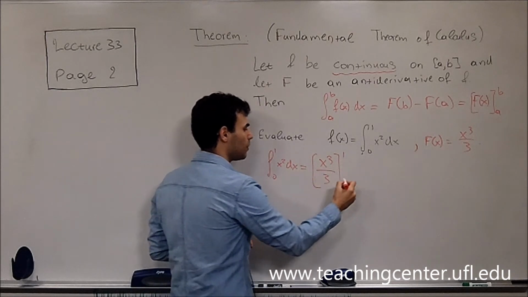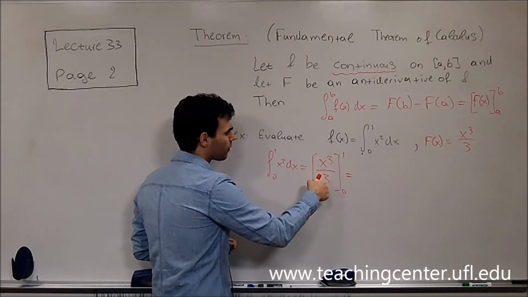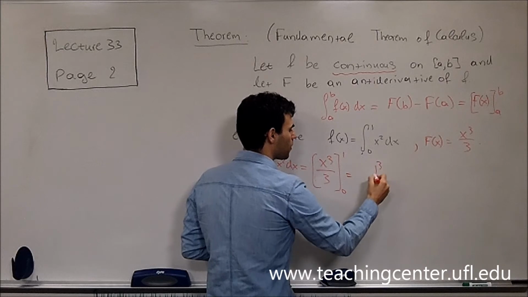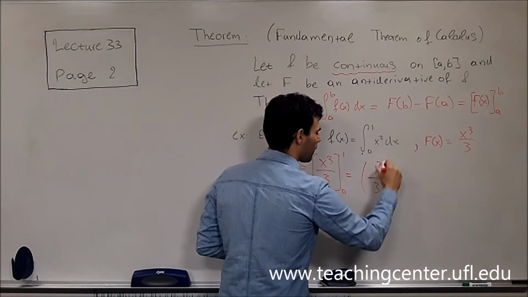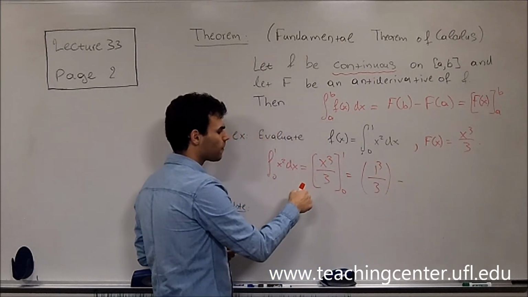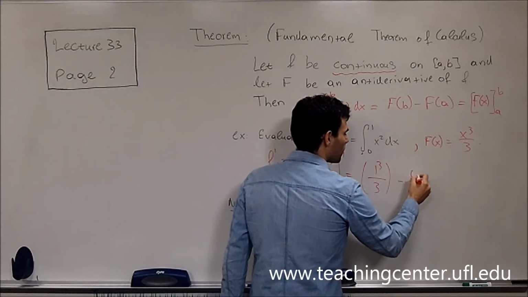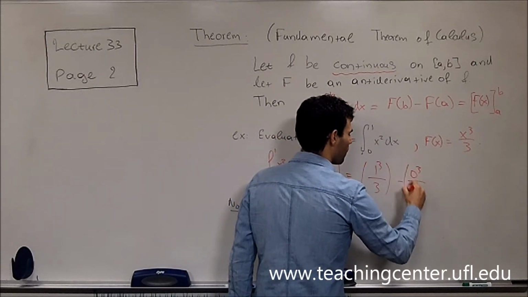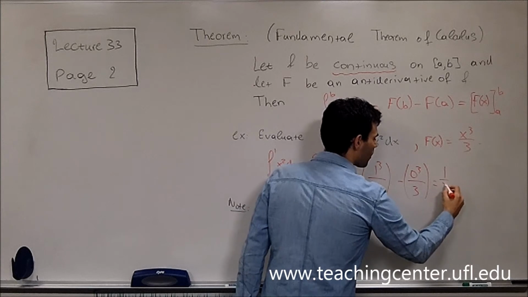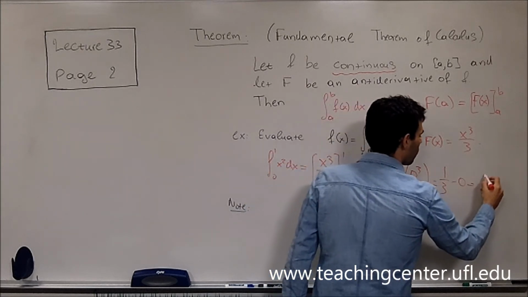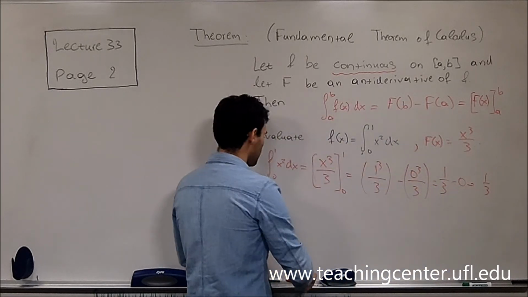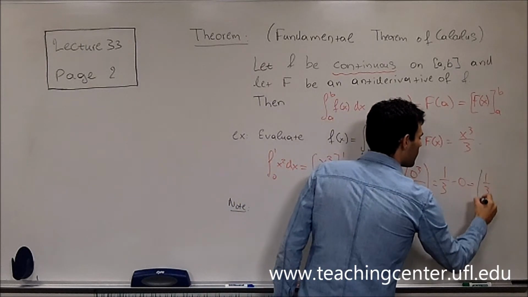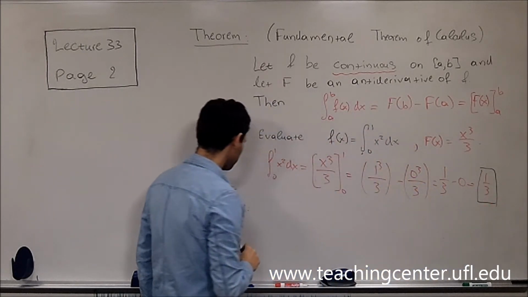So what does this mean? It means x cubed over 3 evaluated at 1, so 1 to the third over 3, minus x cubed over 3 evaluated at 0, so 0 to the third over 3. And this, of course, gives you 1/3 minus 0, and the answer is 1/3. Okay, that's your definite integral for this function.